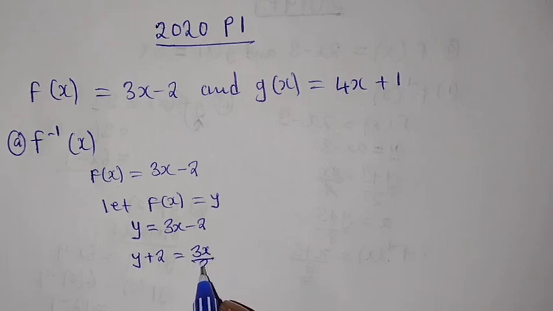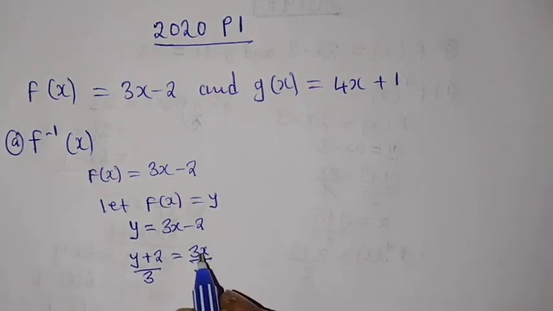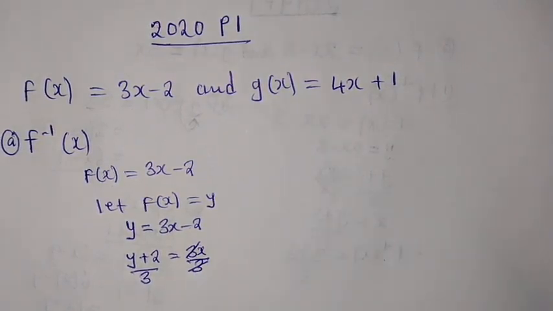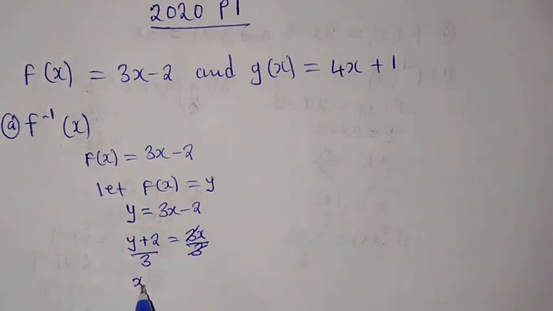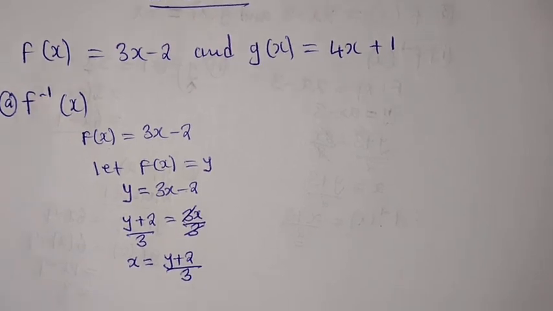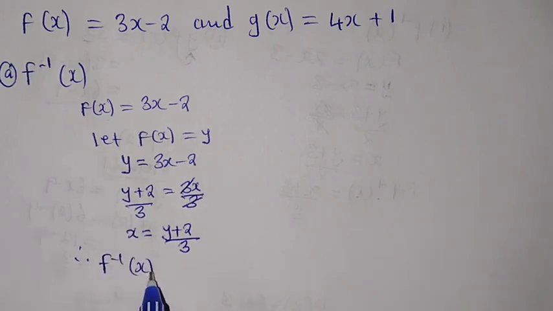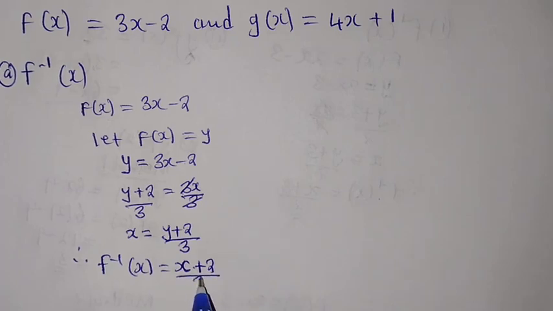So we're going to divide by 3 because we need to get rid of the 3 so that we just remain with x. So 3 and 3 will cancel. We are going to remain with what? x. So we have x is equal to (y plus 2) over 3. Okay, so we have made x the subject of the formula. So after making x the subject of the formula, we are going to say, therefore, the inverse function f inverse of x is equal to, so here where we have y, we are going to substitute with x, so (x plus 2) over 3.